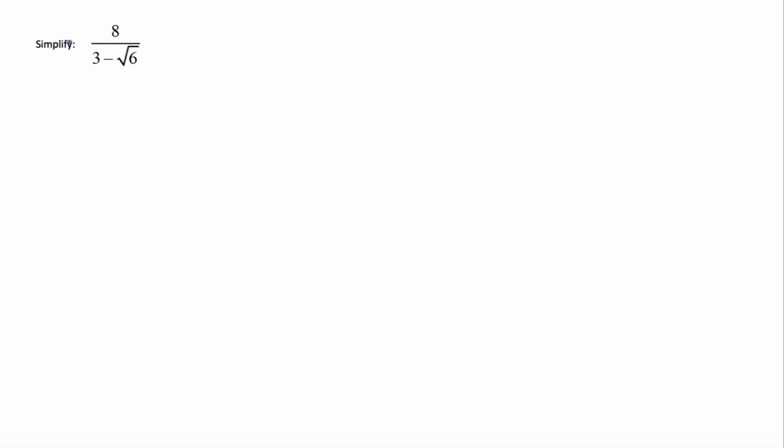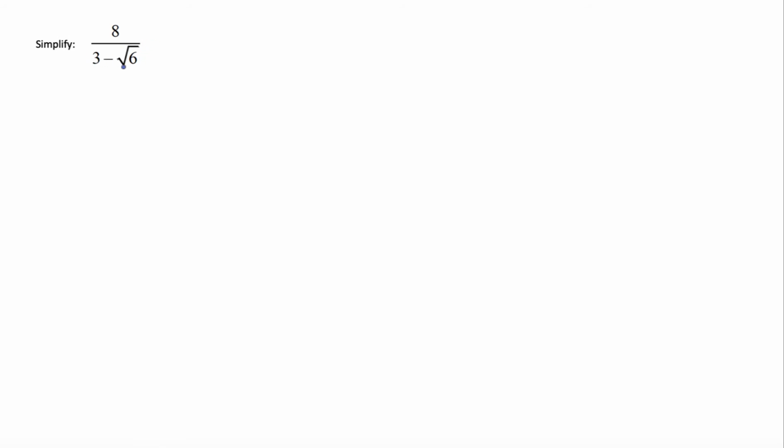Here we want to simplify 8 over 3 minus radical 6. Now, this looks like a division problem, right? It's a fraction. We have the numerator and the denominator here. But remember, we're not really dividing this, right? The idea is that we don't leave radicals in the denominator of fractions. So we need to rationalize this guy.